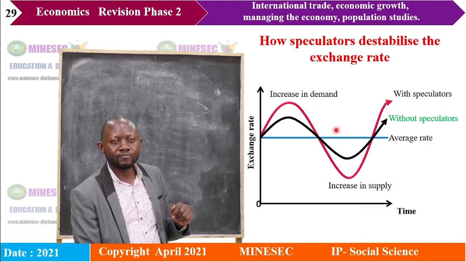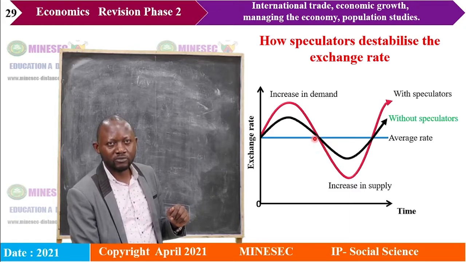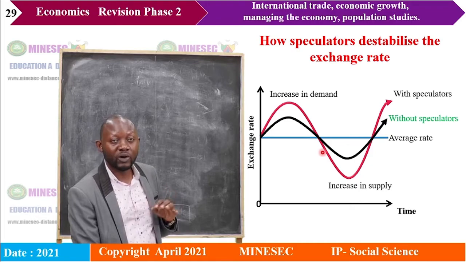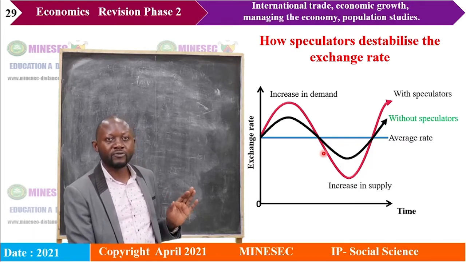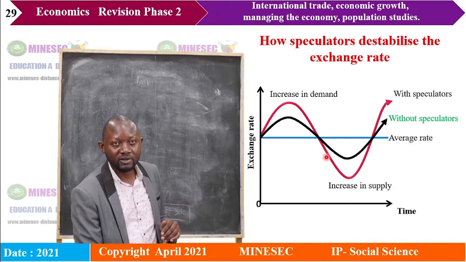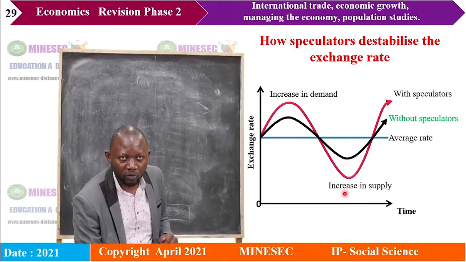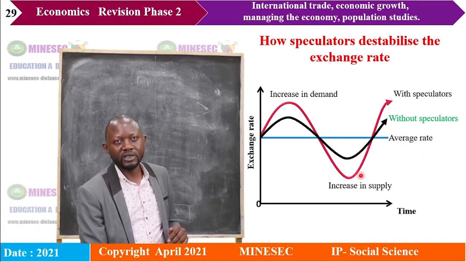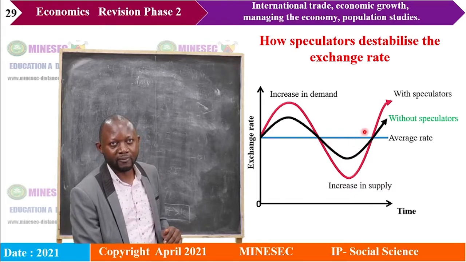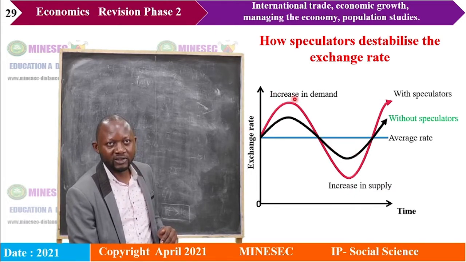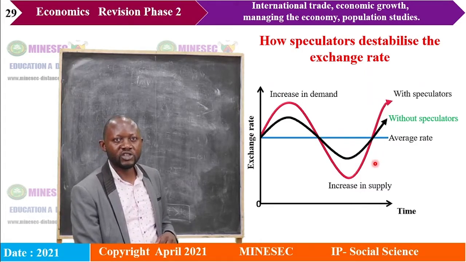On the other hand, when they expect the rates to fall, even if they have not yet fallen, they are going to rush to the market to sell whatever they have so as to make their profit before the rate falls. When they rush to sell, they will tend to increase the supply of the currency. When the supply increases, it forces the price to fall lower than it would have fallen in the case where speculators were not present. So in this case, we see how the intervention of speculators helps to further destabilize the exchange rate.